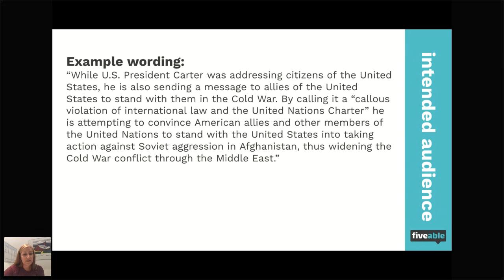While US President Carter was addressing citizens of the United States, he's also sending a message to allies of the United States to stand with them in the Cold War. By calling it a, quote, callous violation of international law and the United Nations Charter, he is attempting to convince American allies and other members of the United Nations to stand with the United States in taking action against Soviet aggression in Afghanistan, thus widening the Cold War conflict through the Middle East.